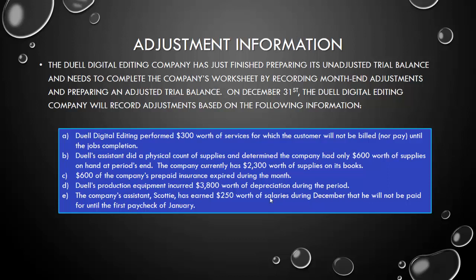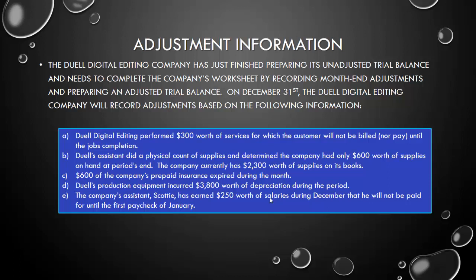Now what they need to do is complete the company's worksheet by firstly recording the month-end adjustments, making sure that all revenues and expenses that happened within the period are represented on the company's books. And then secondly, by preparing an adjusted trial balance. And they're going to do both of these right on the worksheet. They're going to make their adjustments using this information.